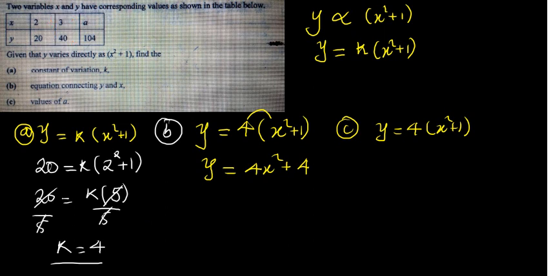Now we are going to come here. We can see that x is equal to a, and then y is equal to 104. So where there is x, I'm going to put a. Where there is y, I'm going to put 104. So this is going to be 104 is equal to 4, open brackets. Where there is x, I'm going to put a, but this is a squared plus 1. And then I'm going to divide both sides by 4.